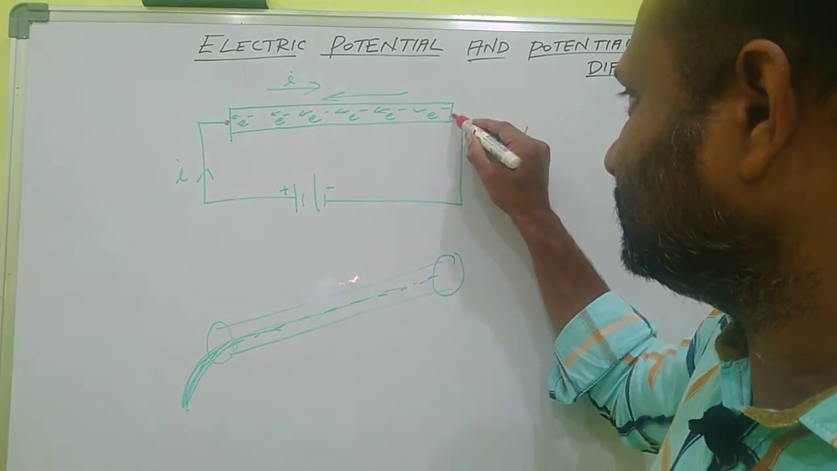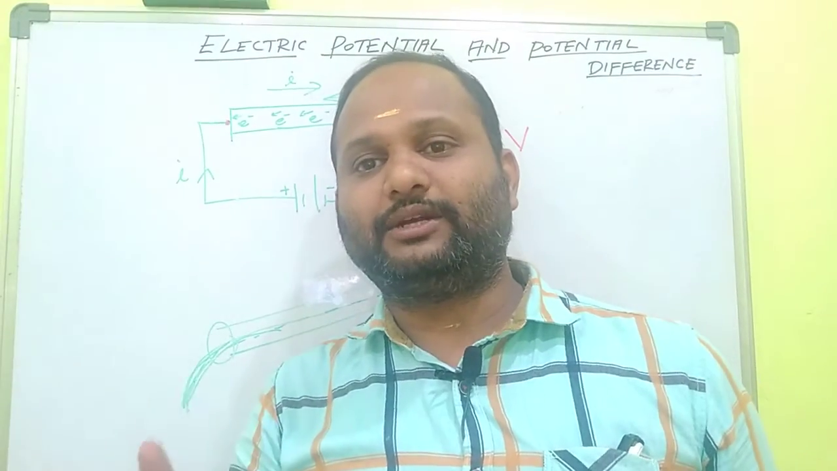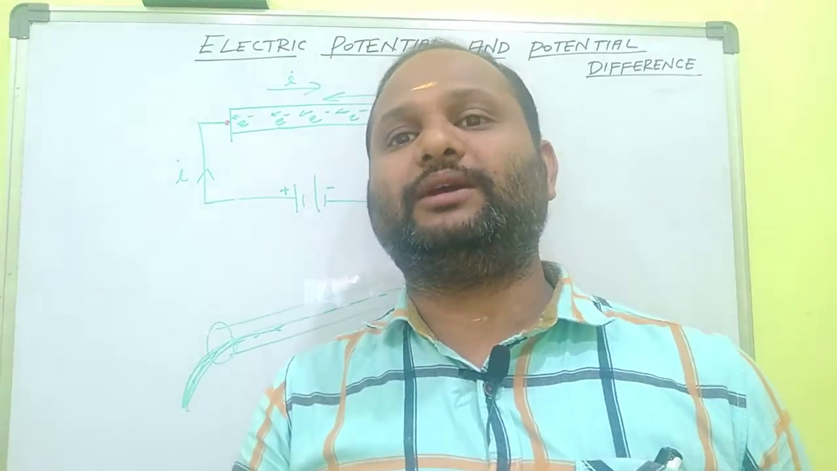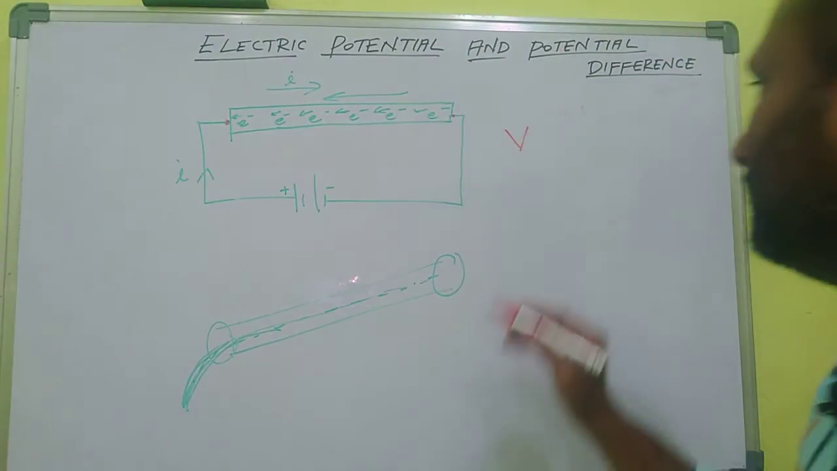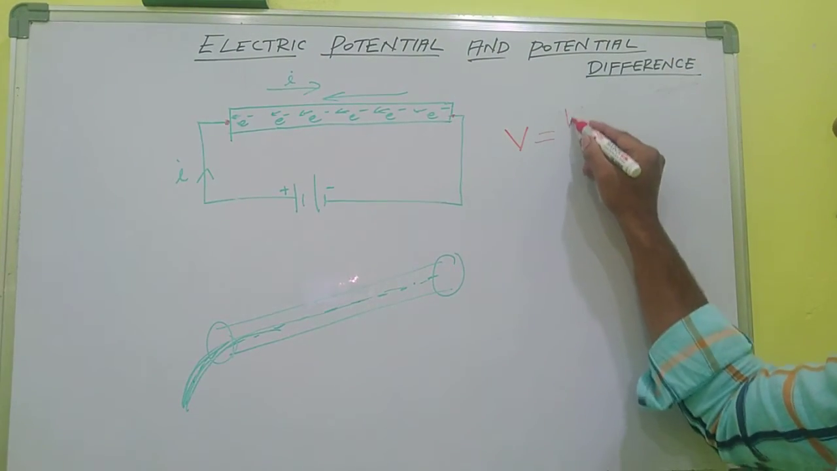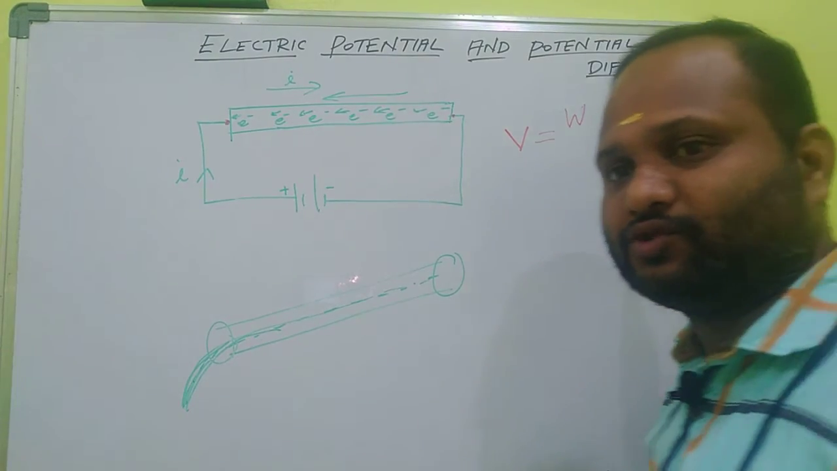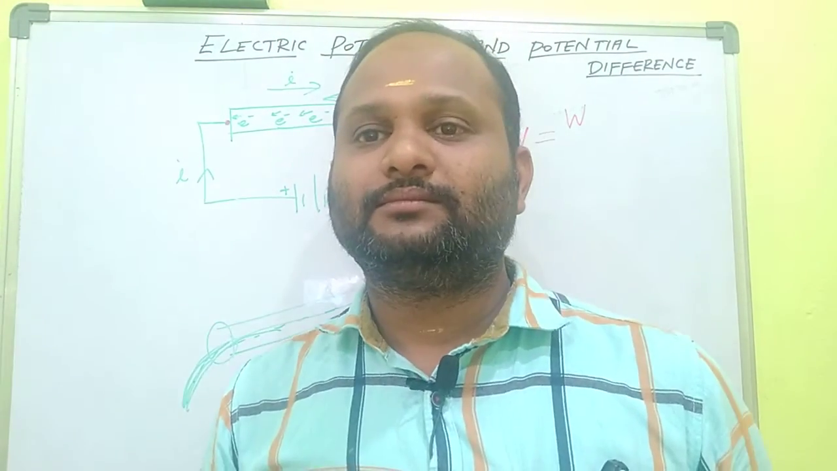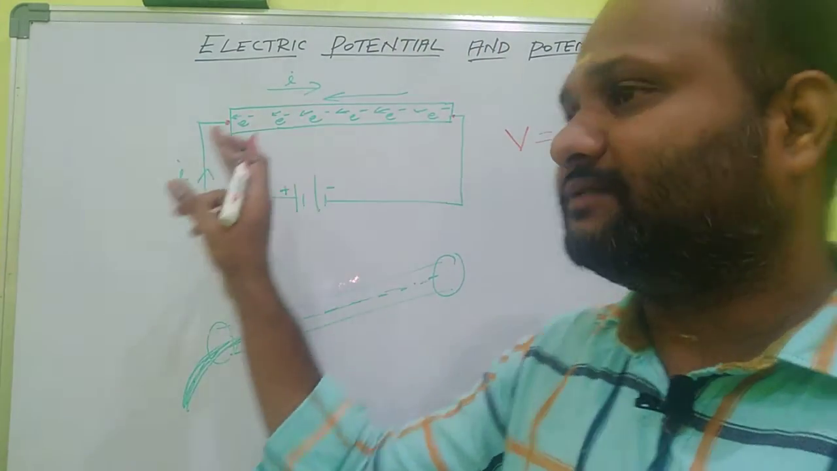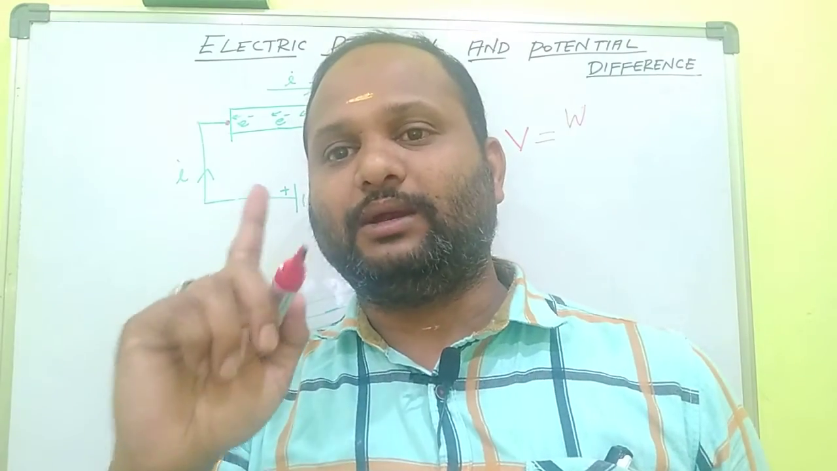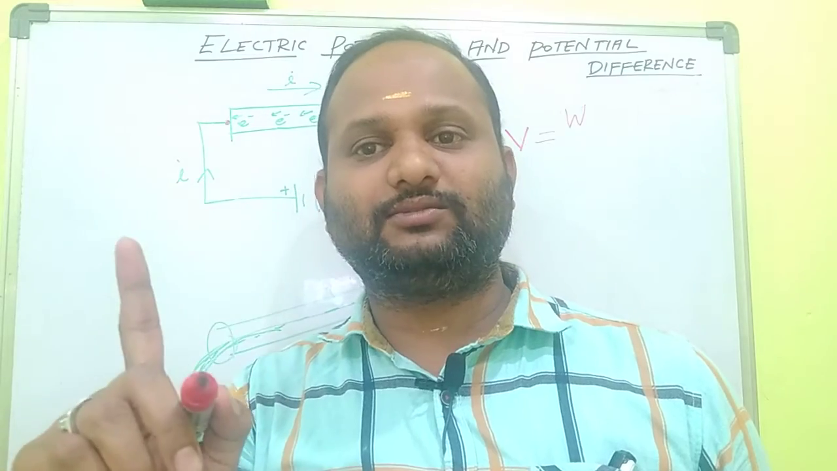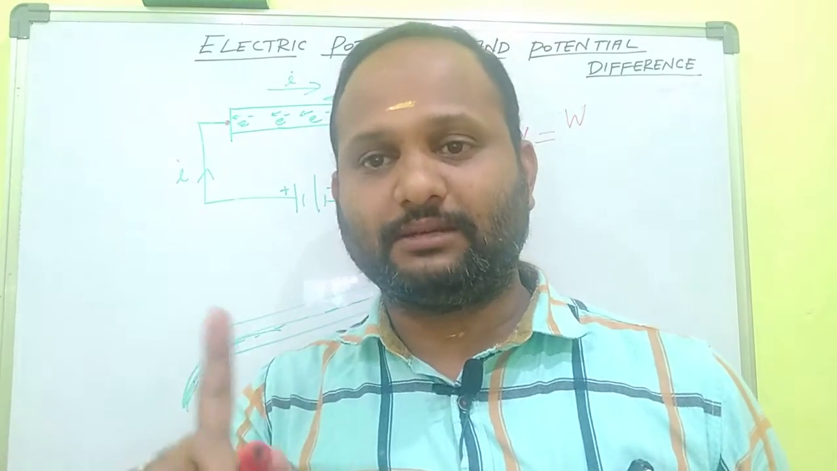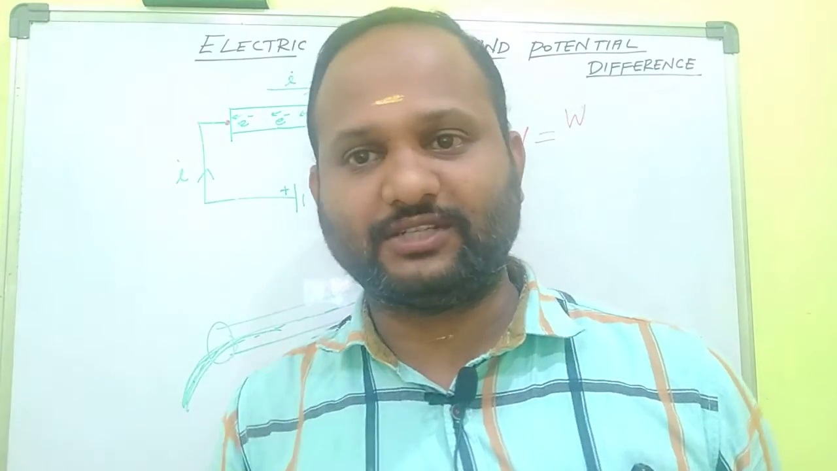What is the potential difference here? The electric potential difference between 2 points is defined as the amount of work done to move a unit positive charge from one end to another. We are moving lots of charges, but for the definition we take only one charge. So only one charge is moved, that is, a unit positive charge.